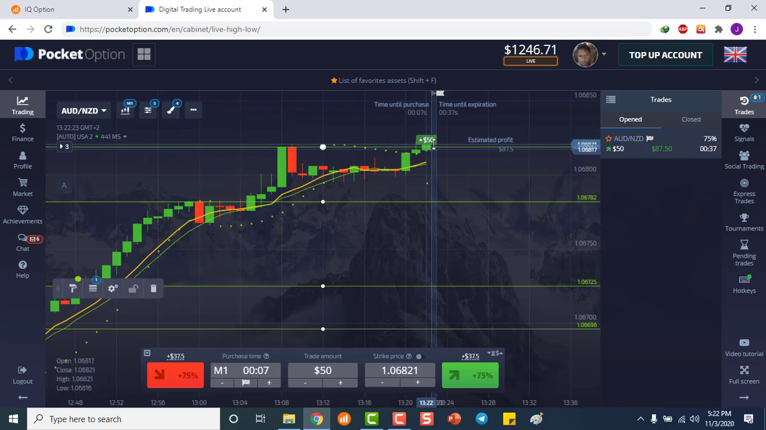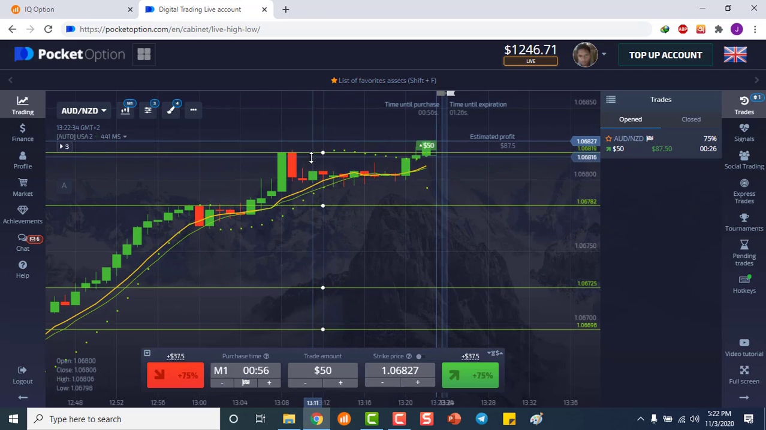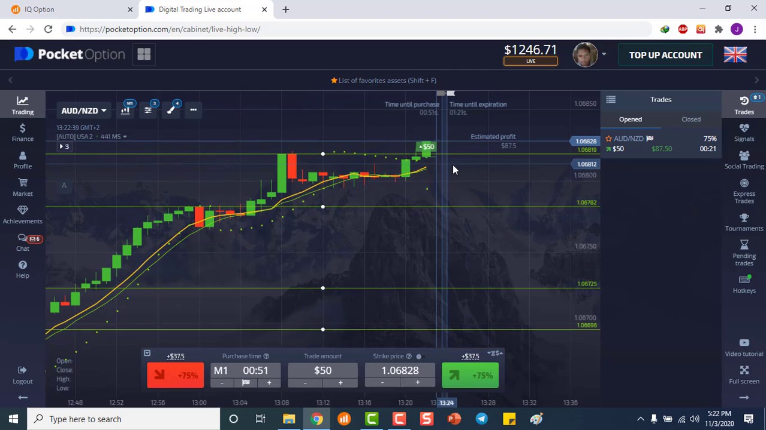Okay, from this level to this level, this candle can close between this level, but I'm sure that the market will break this level because it is a strong uptrend and the market will try to create another higher high from this level. Okay guys, the market already broke this level and we are winning our trade here. Only 8 seconds remaining and I think we will win this trade.